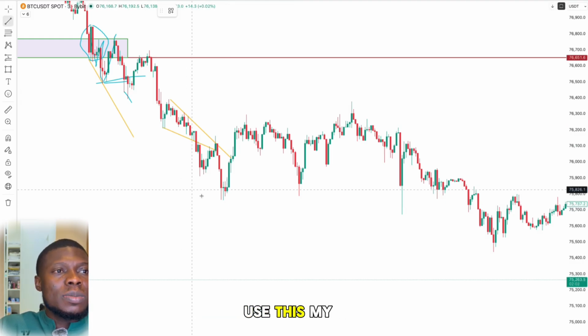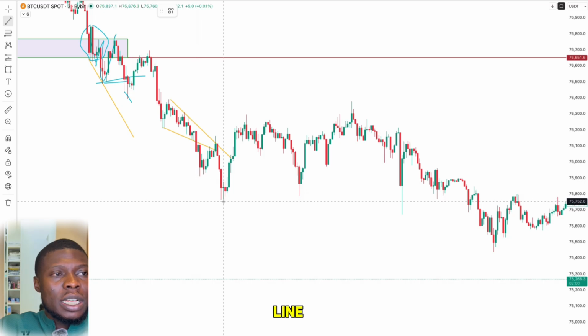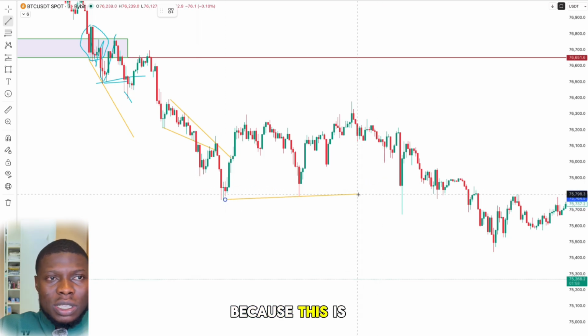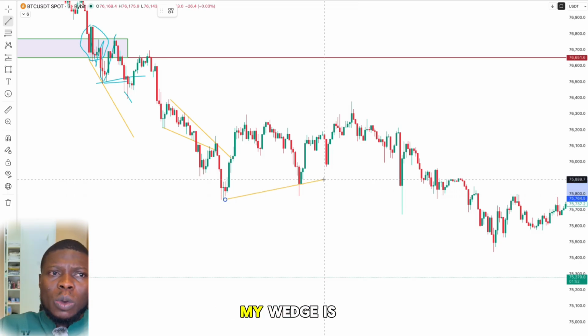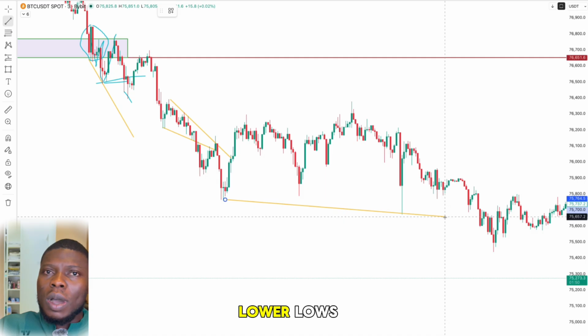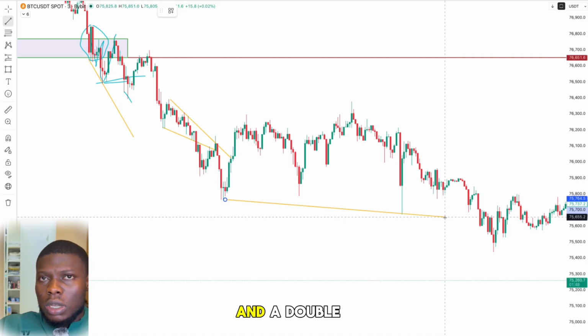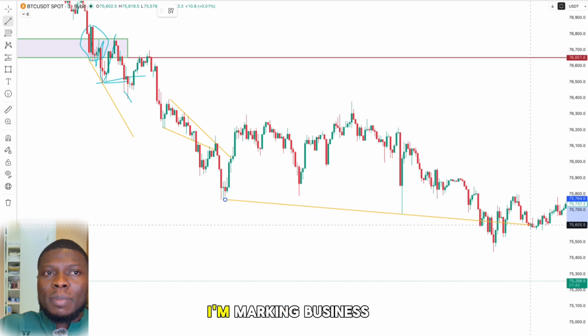So I will use this line. Remember, I'm not marking this because this is not a valid chart pattern. I'm using only wedge and double bottom. And when I say wedge, my wedge is always looking for lower lows, and double bottom is always lower lows as well. So this is the next area I'm marking.